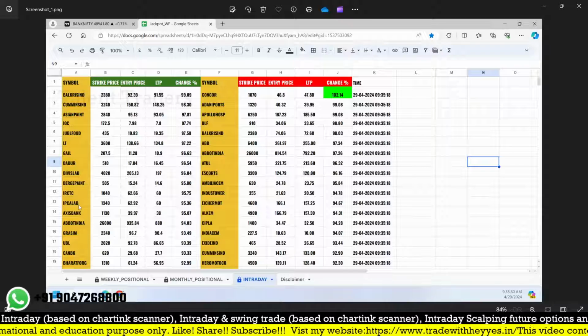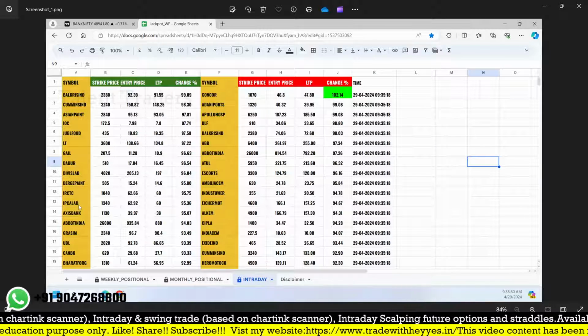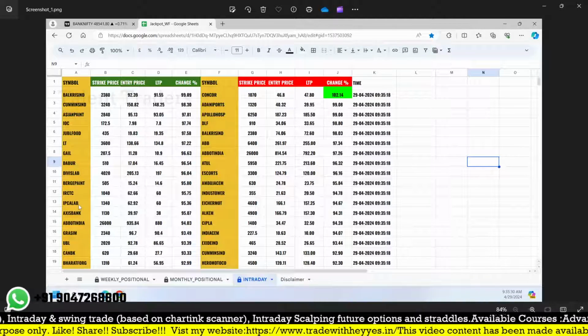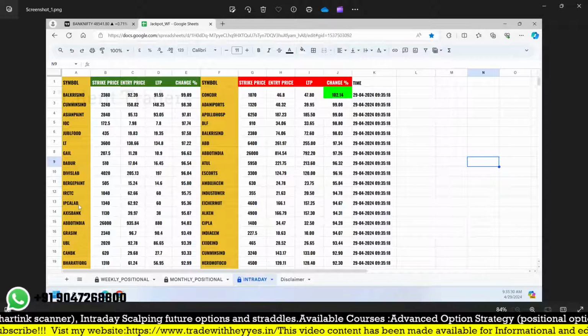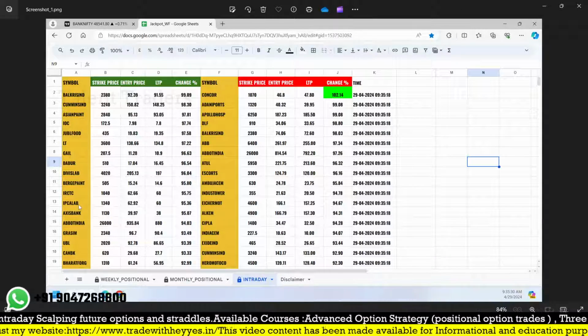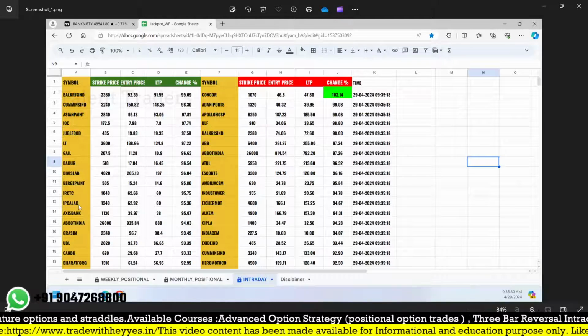It is a positive move. In the morning around 9:30 it is showing positive, so we should focus on the call side. When the market is showing negative, we can go for the put side also, because that trend may continue in that direction.